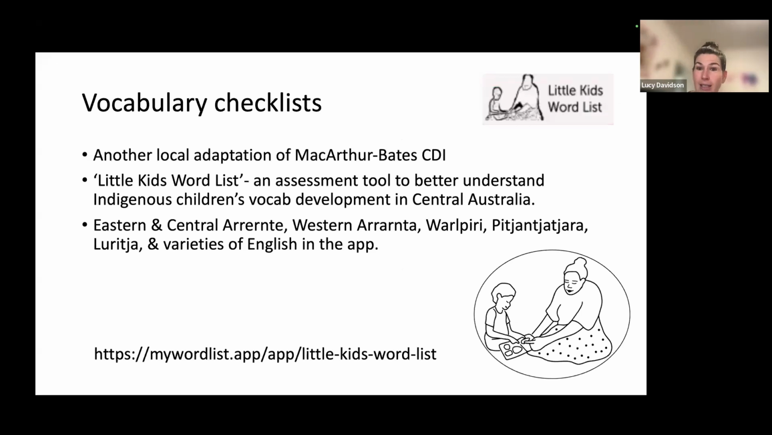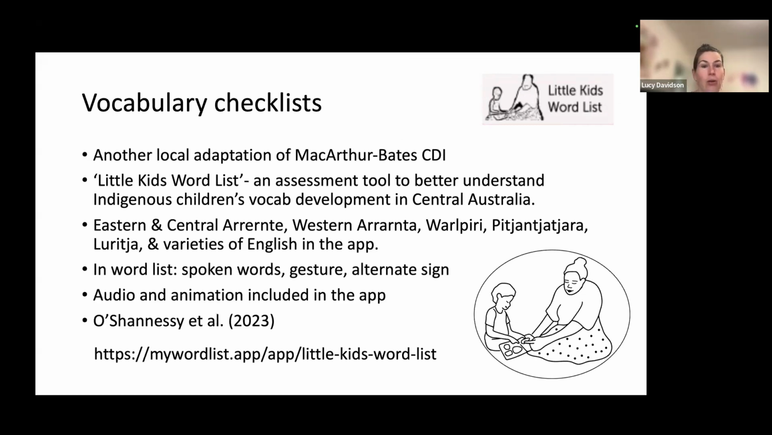The other vocab checklist that we'll present here is another local adaptation of the MacArthur Bates CDI. It's called Little Kids Word List, and it has been produced for work with Indigenous children in Central Australia. So it caters to all of these different languages, so Eastern and Central Arrernte, Western Arrernte, Warlpiri, Pitjantjatjara, Luritja, and varieties of English. It has spoken words, gesture, and alternate sign because in this area in Australia there's an alternate sign language. Audio and animation is included in the app. It's very high tech.